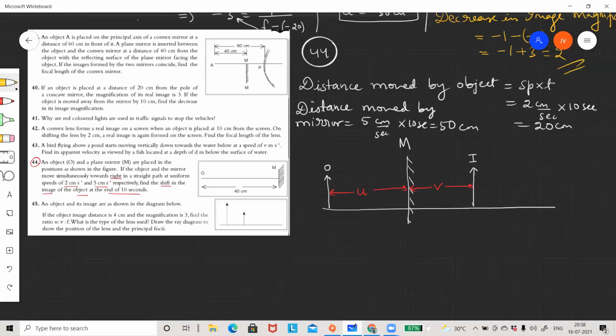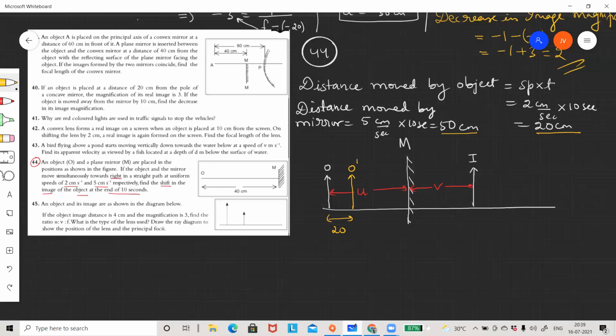So the object is moved towards the right 20 centimeter. So object moved by 20 centimeter, mirror moved by 50 centimeter. We'll remember this. So what is the new location of object? New location of object is O prime. It moved by 20 centimeter. Okay. And new location of mirror. Mirror moved by 50 centimeters.